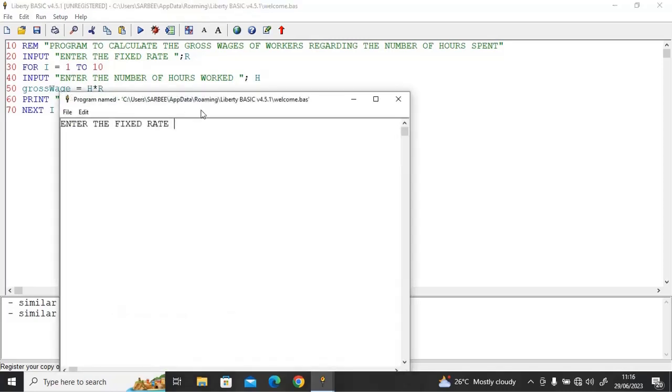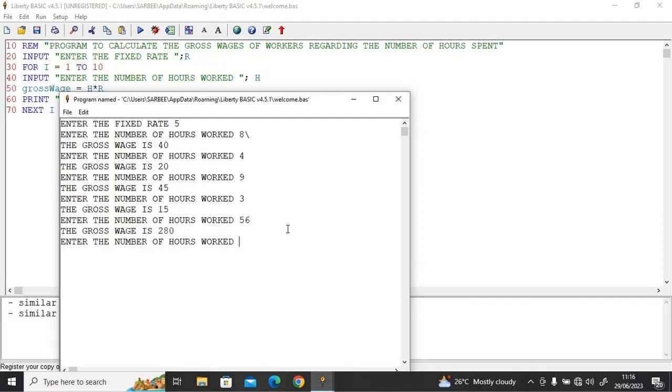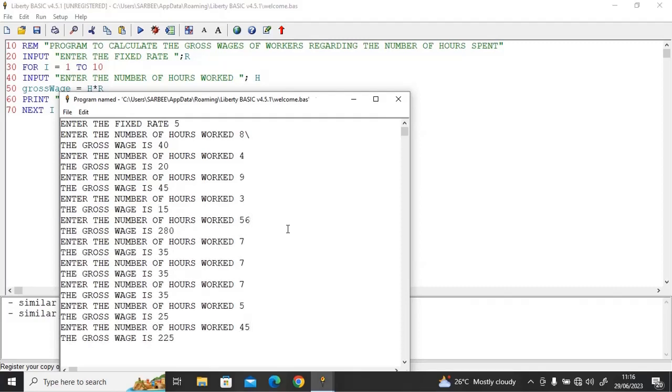So let's run this. Let's say we have 5 as the rate, and you work for 8 hours. You can see it's 40. 5 times 8, 40. To continue till you get to the 10th person. Let's say 4 hours, you can see 20. 8 times 5, 40. If you work for 9 hours, this is what you get. If you work for 3 hours, so till it stops at 10 workers, continuing to calculate their gross wage.